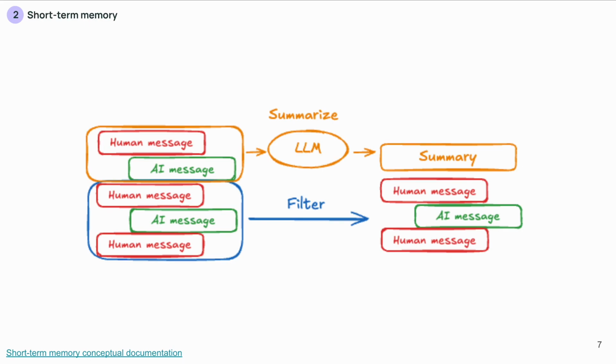There are different techniques. You can, for example, filter or summarize chat histories. Summarization produces a condensed representation of a chat. Filtering basically truncates, for example, older messages.